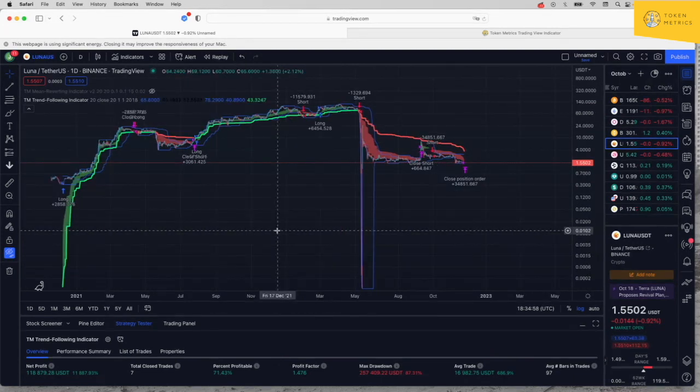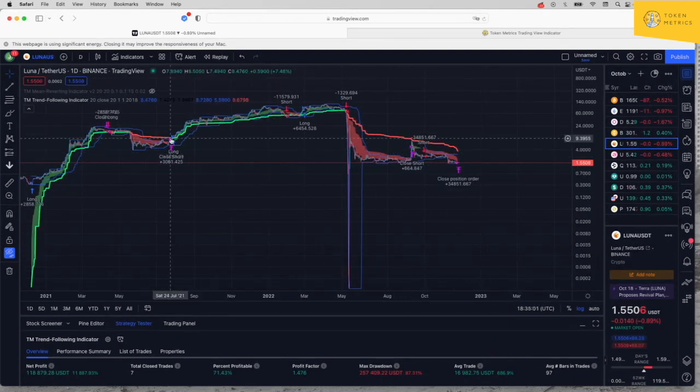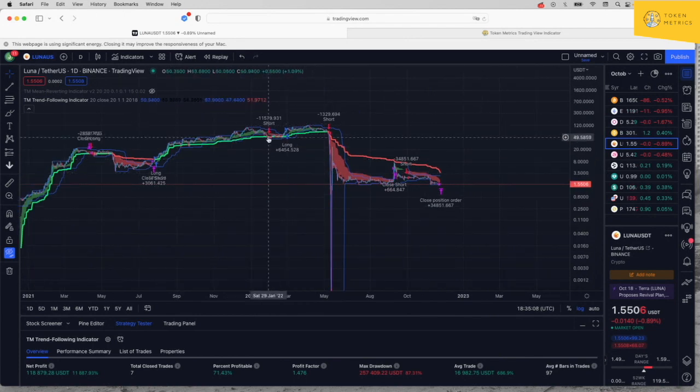So as you can see, by following a strategy like this, you could have entered Terra Luna around below $10, and then here would have been a false signal. The loss would have been pretty minimal. And then here, that one was the big short signal before the big collapse of Terra Luna. So this helps you manage risk better.